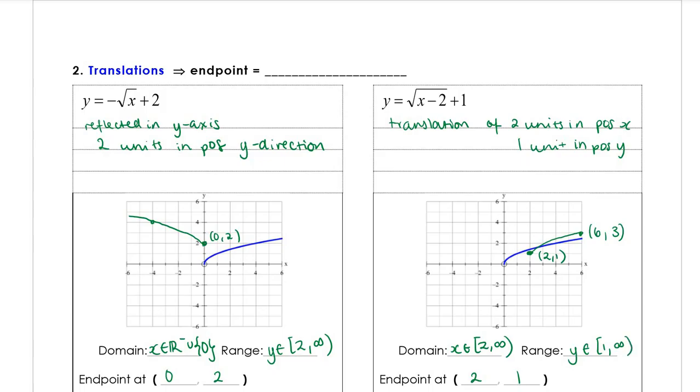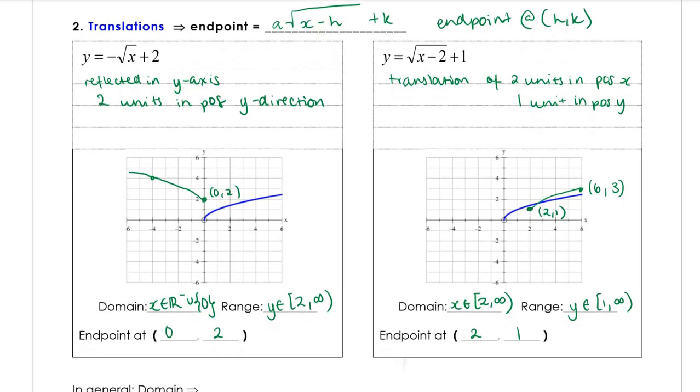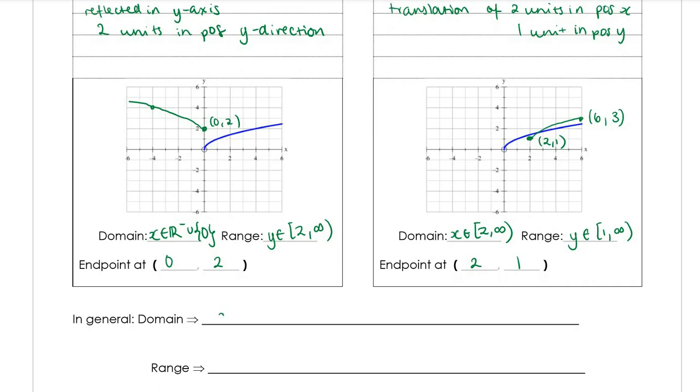So if we have a translation or even a dilation, a reflection, so on, that has h and k in it, our endpoint is going to occur at (h, k), regardless of the dilation and reflection. So to generalize that, if we don't have a reflection, our domain is going to go from h through to infinity when a is greater than 0, and our range is going to go from k to infinity once again when our a is greater than 0, so when we haven't had any reflections of any kind occur.